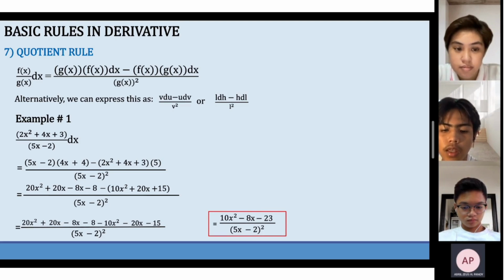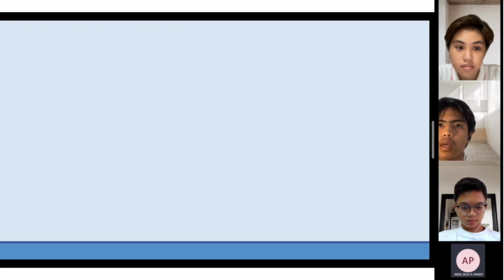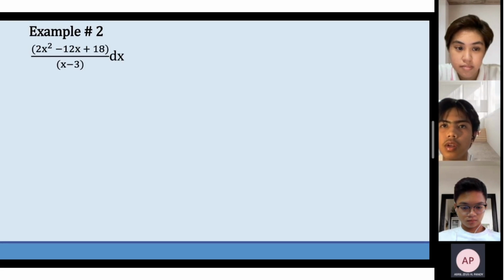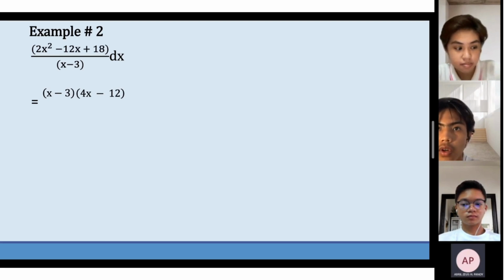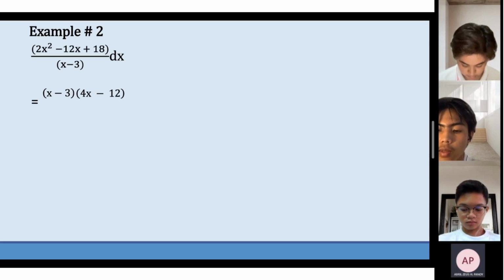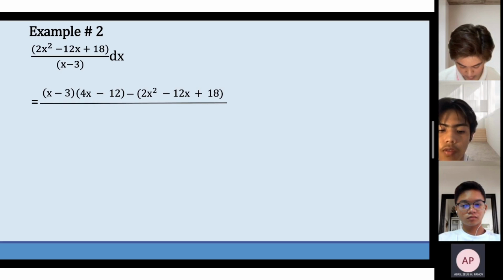Another example, find the derivative of 2x squared minus 12x plus 18 all over the quantity of x minus 3. Again, first, copy the denominator multiplied by the derivative of the numerator, which is 4x minus 12. Then minus, copy the numerator multiplied by the derivative of the denominator, which is 1, so we don't need to put it. All over the quantity of x minus 3 squared.